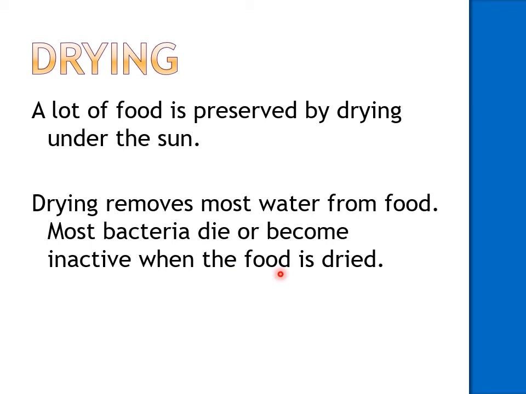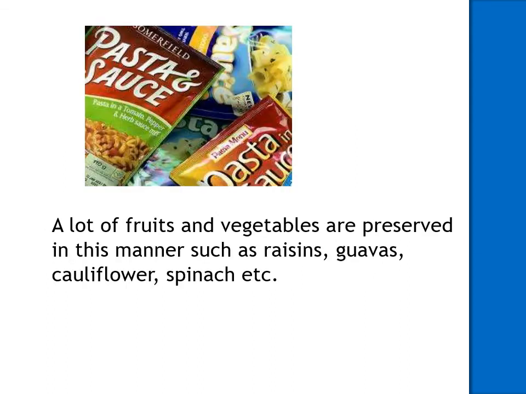And do you know, sun drying is a traditional method of preserving food? You might have observed at home also. Your mother might be preserving the pulses and cereals after cleaning, and they are dried in the sun so that the extra moisture is removed and they can be preserved for a longer duration. Not only cereals and pulses, a lot of vegetables and fruits are also preserved in this manner, such as raisins, guavas, cauliflower, spinach, fenugreek, and many more.